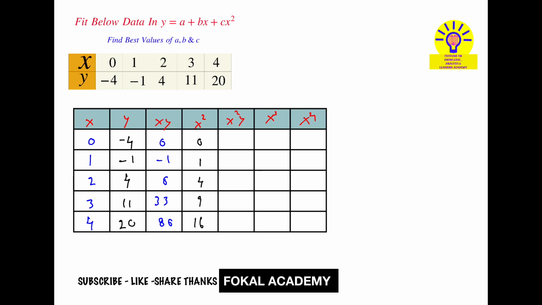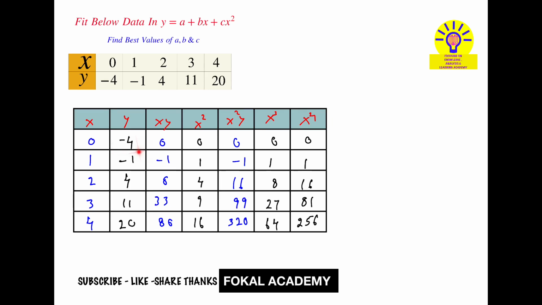So next product x square values with y values, that is -4 into 0, 0, -1, -1, 4 into 4 is 16, 11 into 9, 99, 20 into 16, that is 320. Now here fill x cube values and x power 4 values. So x cube: 0 cube is nothing but 0, 1 cube 1, 2 cube 8, 3 cube 27, 4 cube 64. Now power 4 values, that is 0 power 4 is 0, 1 power 4 is 1, 2 power 4 is 16, 3 power 4 is 81, 4 power 4 is nothing but 256.